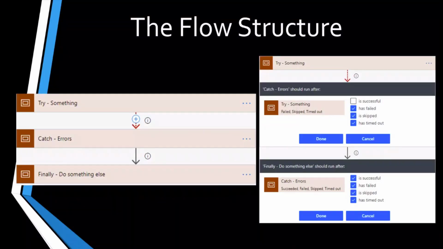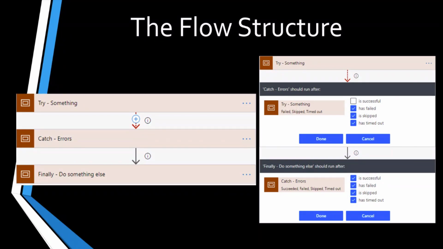So onto the flow structure. How do we implement this in flow? We're going to use scopes. Scopes is an action where you can group other actions together. You cannot group variables. I really wish you could. I brought that up in an ideas forum many times. I really want that. That'd be awesome.